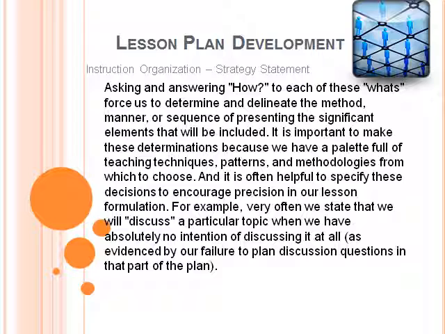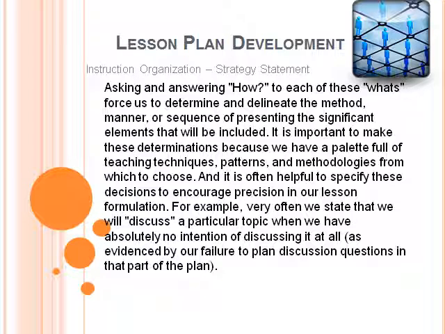Asking and answering how to each of these whats forces us to determine and delineate the method, manner, or sequence of presenting the significant elements that will be included. It is so important to make these determinations because we have a palette full of teaching techniques, patterns, and methodologies from which to choose. And it is often helpful to specify these decisions to encourage precision in our lesson formulation.